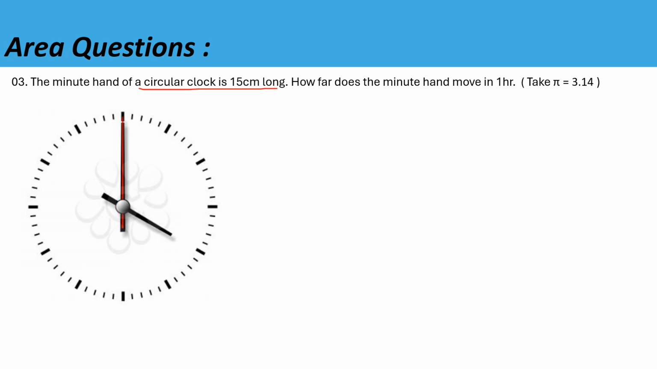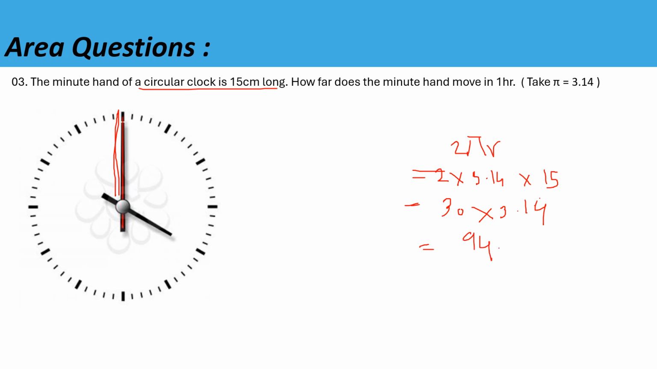So we will have to use the formula of circumference, which is 2 pi r, right? So 2 into 3.14 into radius. How much is the radius? 15. This is basically the radius. So just multiply this, it will come to 30 into 3.14, which is equal to 94.2 centimeters. Okay, so the tip of the minute hand moves 94.2 centimeters in 1 hour.